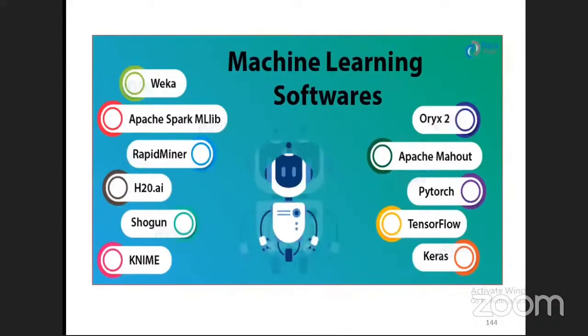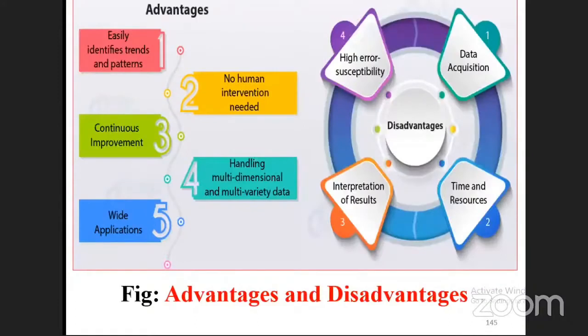In machine learning software, we are using Weka, Apache Spark, RapidMiner, H2O, Shogun, Knime, Apache Mahout, PyTorch, TensorFlow, Keras. Advantages and disadvantages: easily identify trends and patterns in machine learning. No human intervention is needed. Continuous improvement. Wide applications, handling multidimensional and multi-variety data. Disadvantages: high error rate and susceptibility, data acquisition, time and resources, interpretation of results, etc.